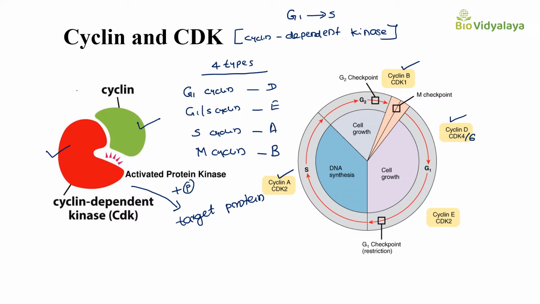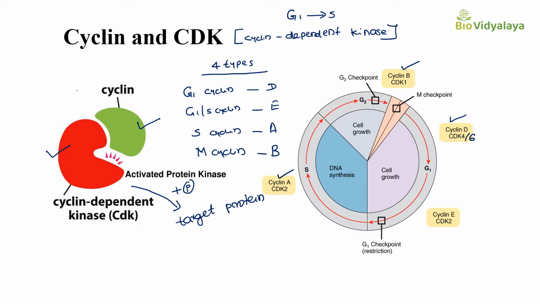If the appropriate cyclin is not present or its level is low, then the cyclin-CDK complex will not form, so the cell cycle will arrest at that particular stage. That is called regulation of the cell cycle. So cyclin is an important regulator of the cell cycle.